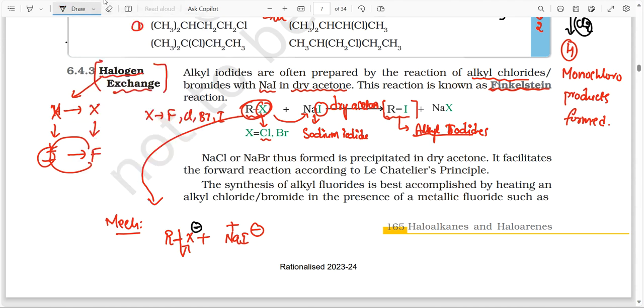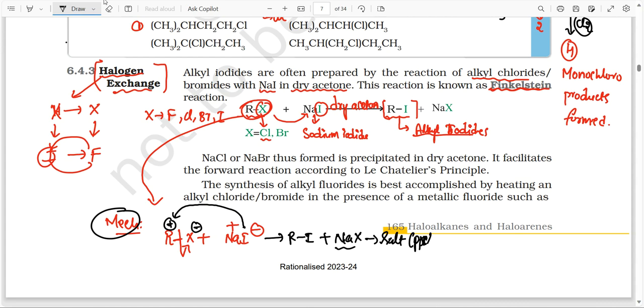So X minus, R plus. This X minus is attracted by R plus. So alkyl halide plus Na plus and X minus, NaX is formed. This is the salt or precipitate. This is the salt that is formed. So this is the small mechanism for the above Finkelstein reaction. I hope this mechanism is clear to you.